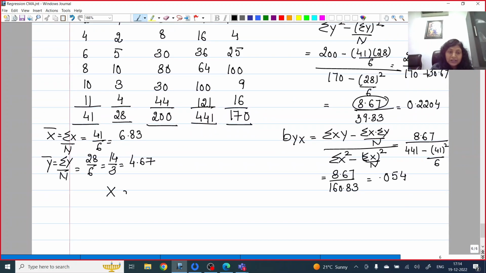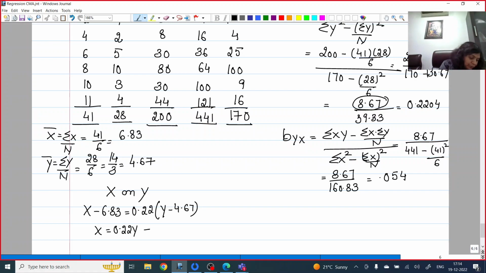Now we can formulate the equation of x on y, that is x minus x mean equals bxy, 0.22, times y minus 4.67. So this becomes x equals 0.22y minus 4.67 into 0.22, which is 1.0274, plus 6.83. So x on y is x equals 0.22y plus 6.83 minus 1.0274. So this becomes 5.8026.